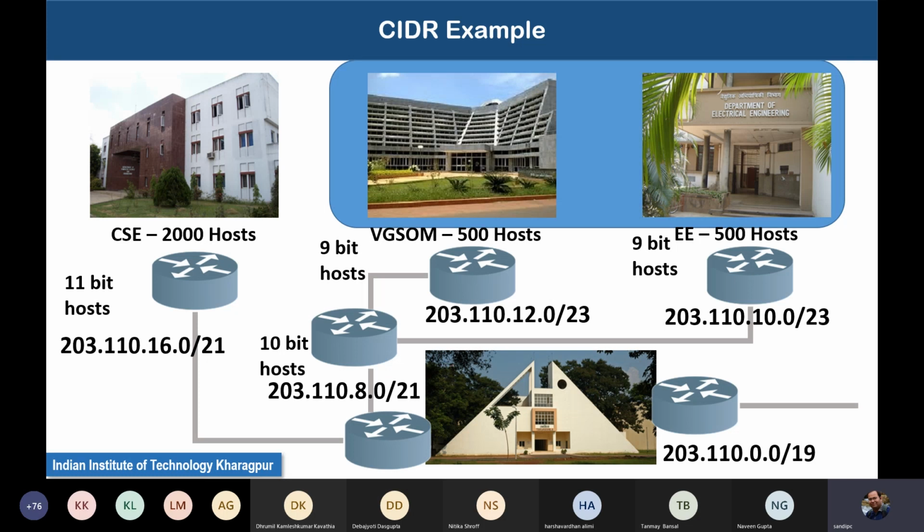But the trade-off is in terms of the number of routers that you are connecting. For example, I might have a more optimized design in terms of IP addressing if I make CSE 4 different subnets of 500 hosts. Every subnet will require a gateway router, so I will need 4 different routers for CSE, 1 router for VGSUM, 1 router for E. That means 4 plus 1 plus 1, a total of 6 routers. But here we are doing it with 4 routers.